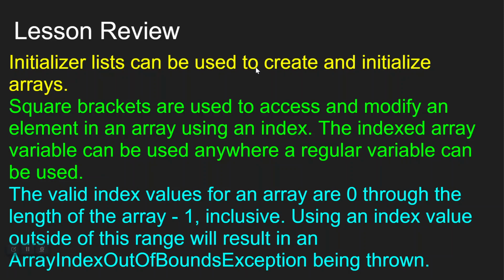Initializer lists also can be used to create and initialize arrays. In fact, that's usually how I do it when I'm working with arrays, just because, again, it's much easier. Square brackets are used to access and modify an element in an array using an index. And the indexed array variable can be used anywhere that a regular variable can also be used. And then finally, the valid index values for an array are 0 through the length of the array minus 1 inclusive. And again, using an index value outside of that range is going to give you an array index out of bounds exception.